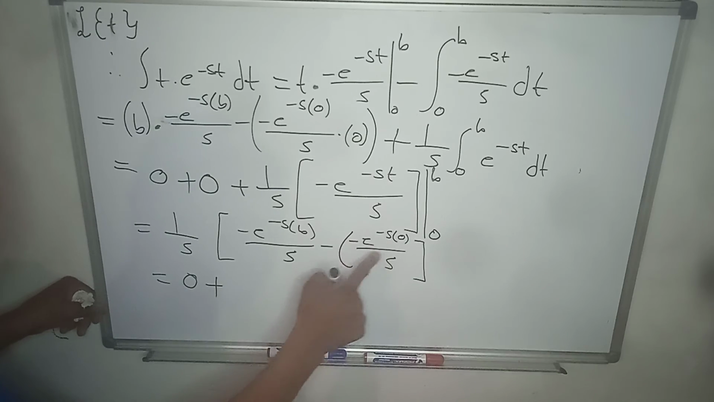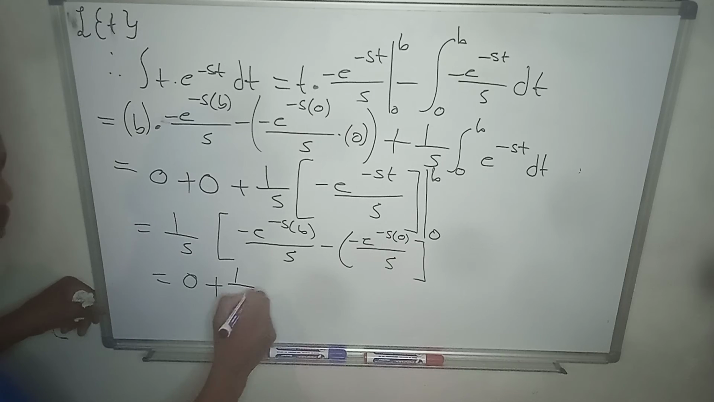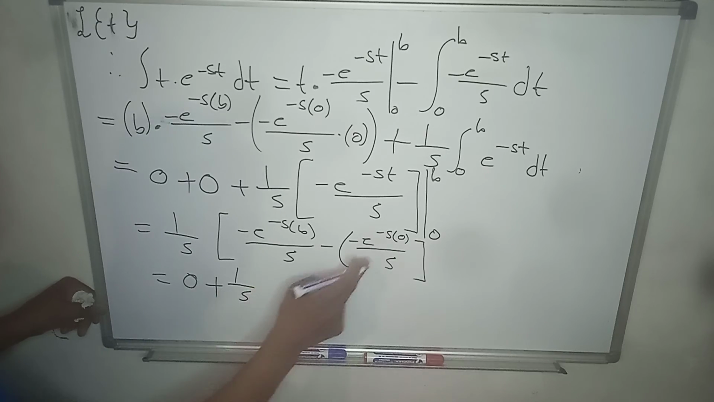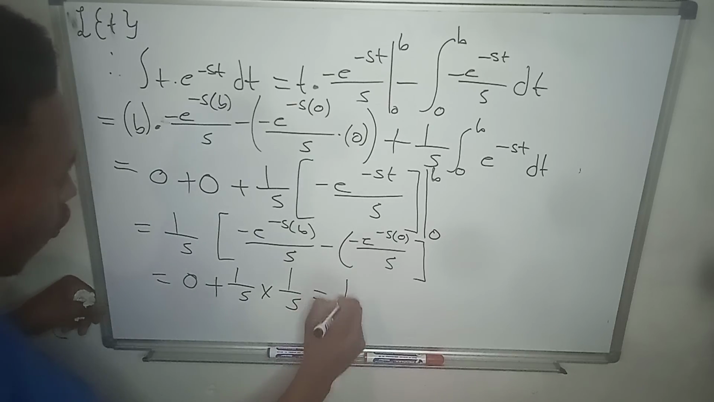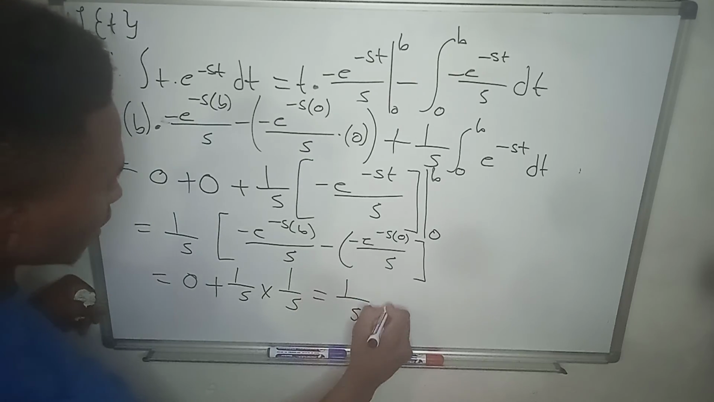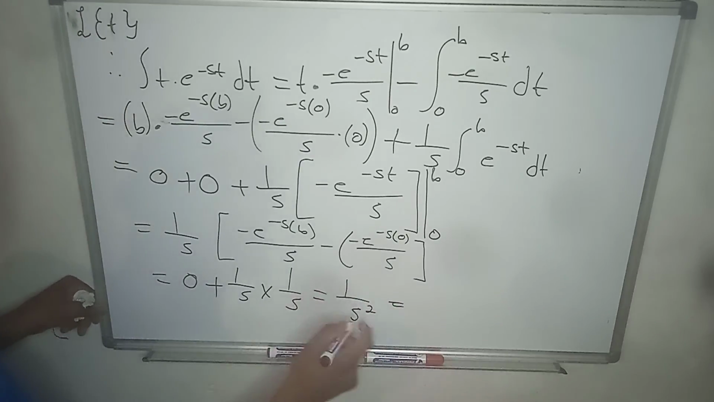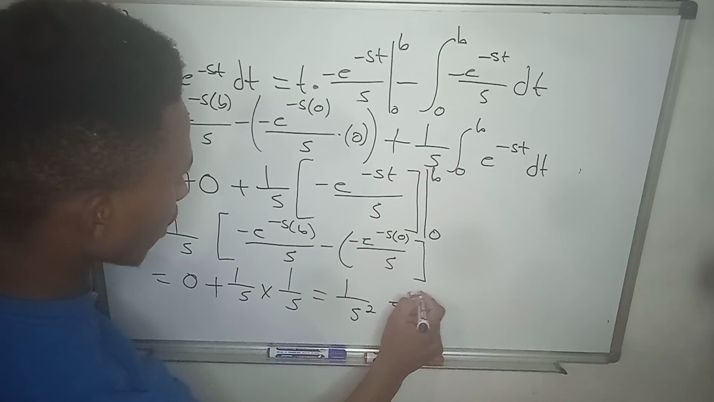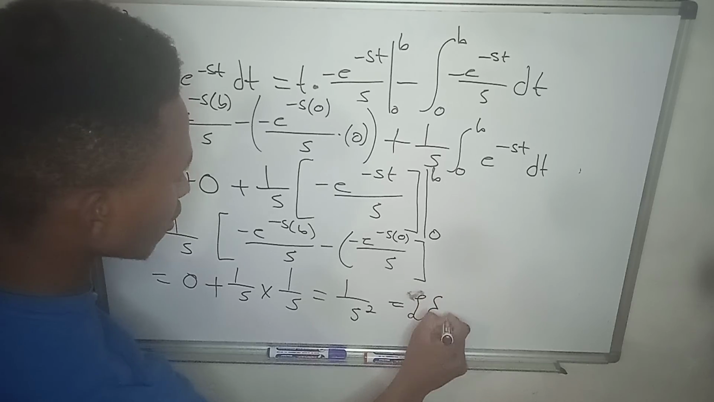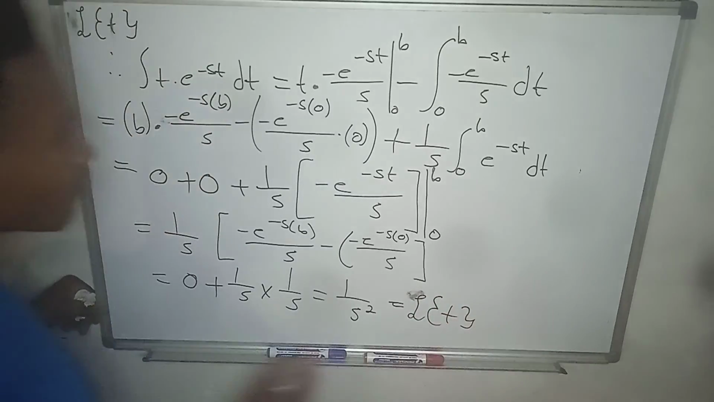And this one will be 1 over s, because anything raised to the power 0 will just give us 1. So it's the same as 1 over s multiplied by this 1 over s here, which will be 1 over s squared. So 1 over s squared is our Laplace transform of t.